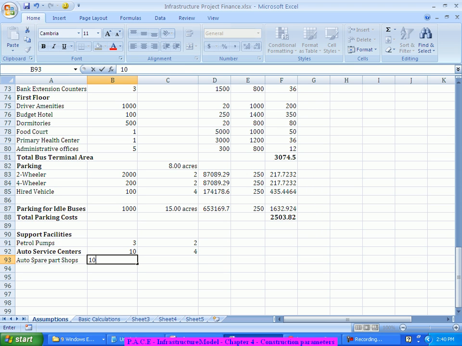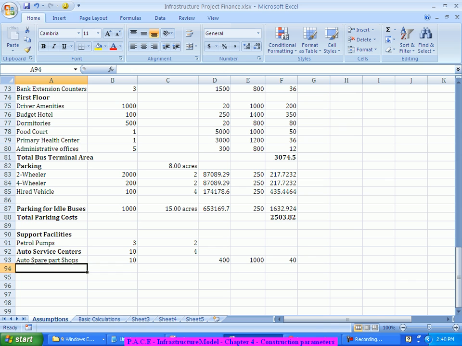So there are 10 such auto spare part shops, each of 400 SFT at 1000 per SFT. So this is costing you almost some 40 lakhs.